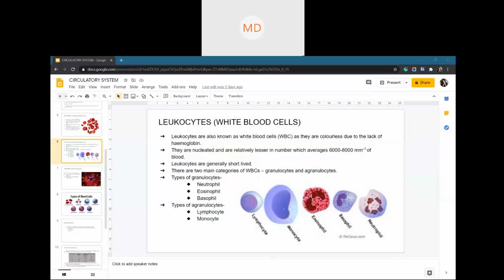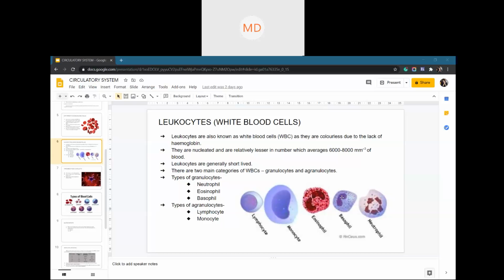Here you can see the shape of the nucleus is different for all these three. For neutrophil, the nucleus is either three lobed or five lobed. Here you can see five lobed. It is not five nuclei, it is a single nucleus, but lobes are there in the nucleus. So here there are five, sometimes there are three.